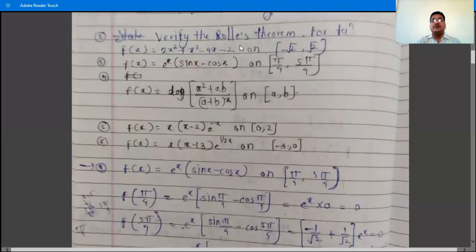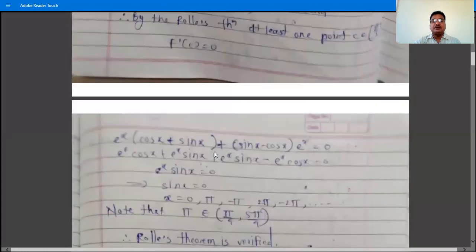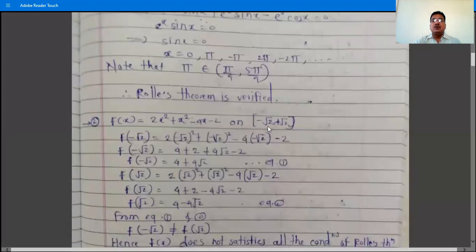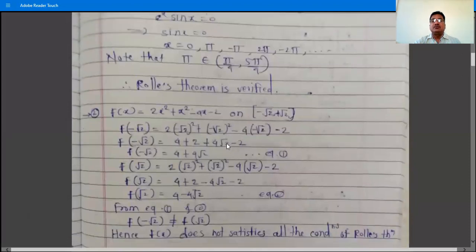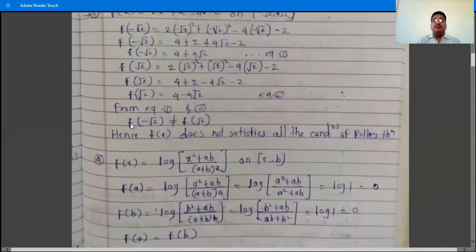Then the answer of the second question: f x is equal to 2x square plus x square minus 4x minus 2 on the interval minus root 2 to plus root 2. So find the value at minus root 2 and plus root 2. If both the values are not the same, then write that the function f x does not satisfy all the conditions of Rolle's theorem, and therefore Rolle's theorem is not applicable.